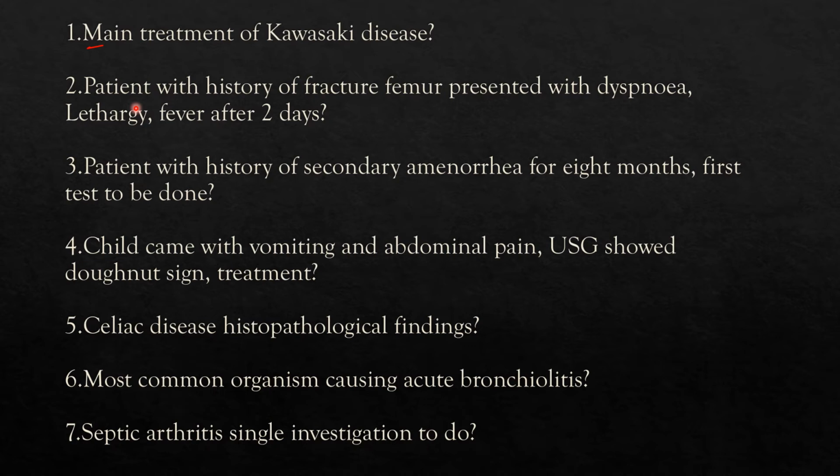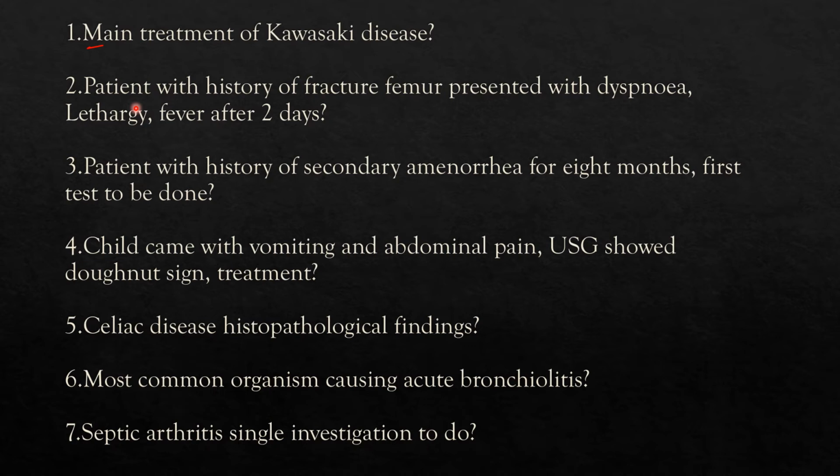Again, moving on to the next question. A child came with vomiting and abdominal pain. Ultrasound showed a donut sign. So this is a child with vomiting and abdominal pain, and the important clue they are giving is the ultrasound finding, that is the donut sign.